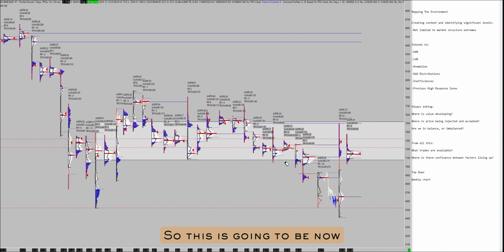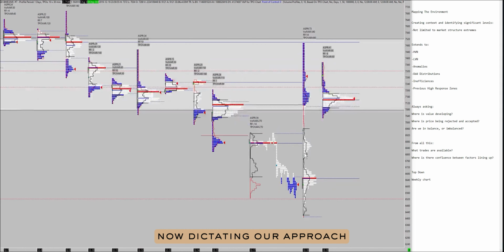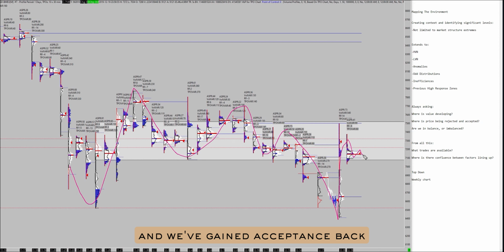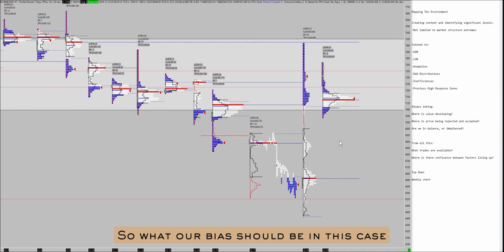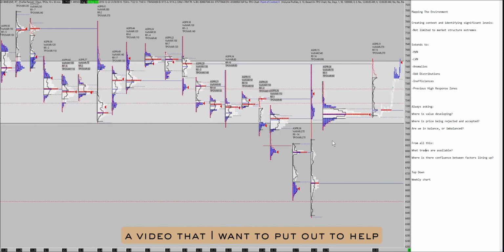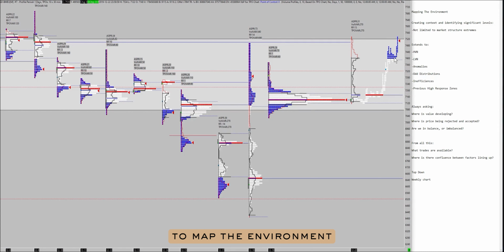So this is now going to be dictating our approach moving forward, because what we did is we're in a range, we formed a low, we formed a high, moving sideways most of the time within this structure, but now we took out this low and we've gained acceptance back within the range. So our bias should be that we're going to auction within this range the same way we did prior. Now mind you, these are not the setup videos, this is just a video that I wanted to put out to help you understand what it means to map the environment.